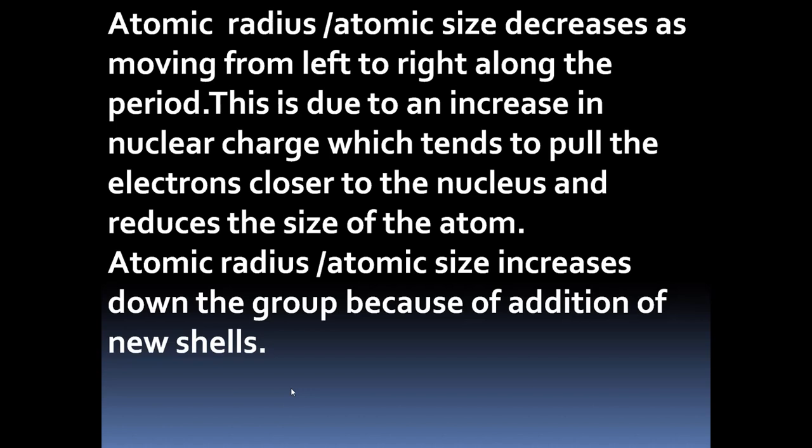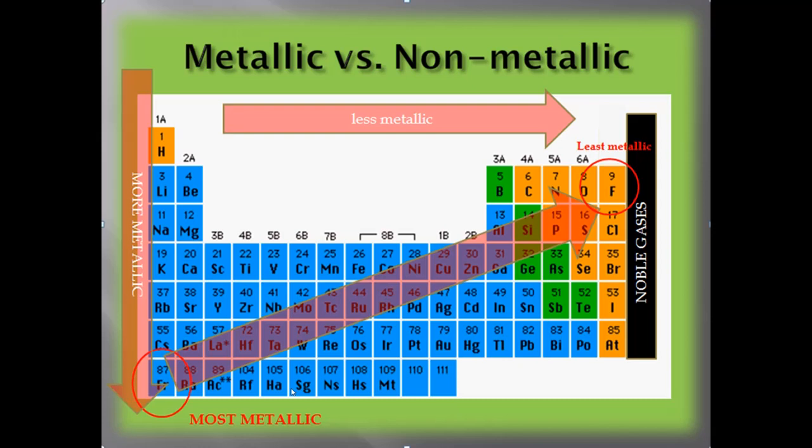Just now you have seen the example of hydrogen, lithium and sodium. There is an increase in the atomic size down the group. It is because of the addition of new shells. The next trend that we are going to learn is about metallic and non-metallic property.